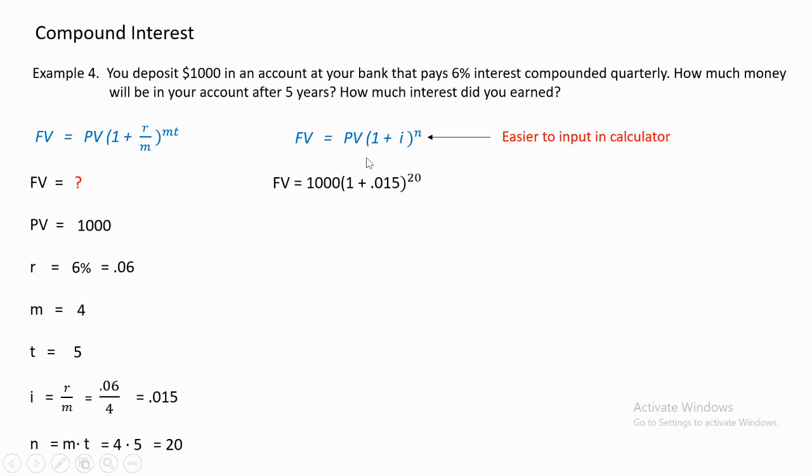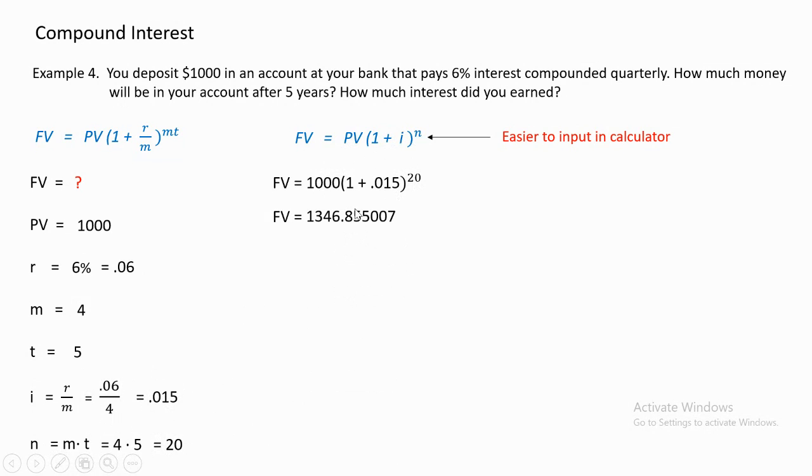The PV is 1,000. The I was 0.015. You see it's down here. And the N is 20. So the N is equal to 20. And all you do is just plug it in the way it is in the calculator, and you get your result. But remember, you're not simplifying. You're rounding off to the nearest penny.